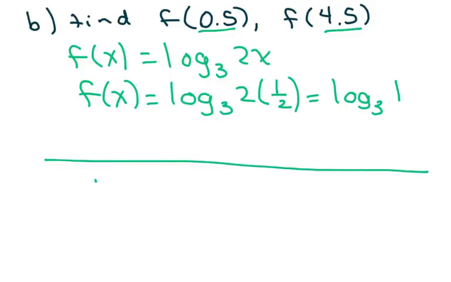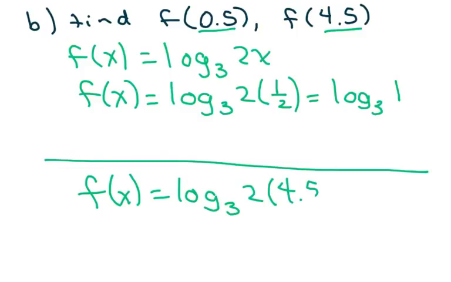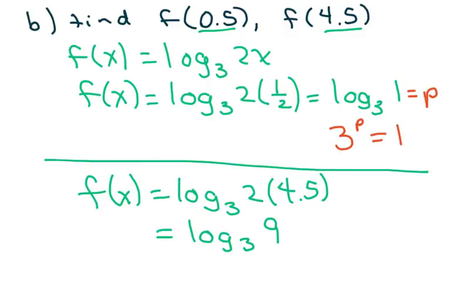So if you, okay, let me go down here a little bit. All right, the next one would be f of x equals log base 3 of 2 times 4.5. So this equals log base 3 of 9. Now, if they want you to find the exact value here, they're looking for the power here. So basically, I would rewrite this as 3 to some power equals 1. So the value here is 0. So that's my answer, because 3 to the 0 equals 1.